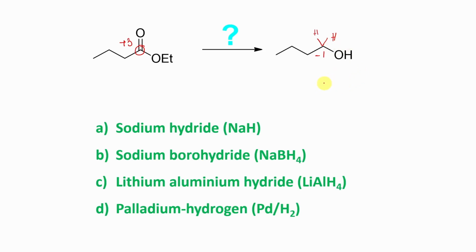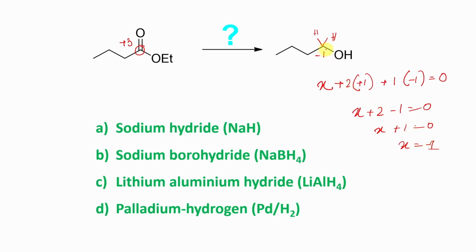Or if you want to calculate, let's consider the oxidation state of this carbon to be X. It is attached to 2 hydrogens, which are slightly more electropositive than carbon, so 2 multiplied by +1. It is attached to oxygen with a single bond, so you can write 1 into -1, and the overall molecule charge is 0. So X plus 2 minus 1 is equal to 0, X plus 1 is equal to 0, so X is equal to -1. So the oxidation state of this alcohol's carbon atom is -1.